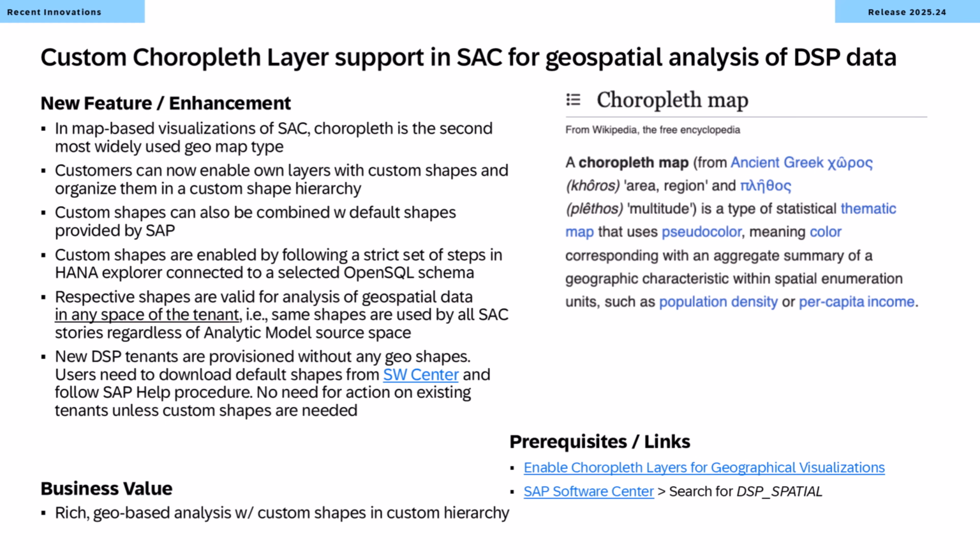So let's move to the modeling and consumption area. I have one feature here. It's about the custom choropleth layer support in SAC for geospatial analysis of Datasphere data. So choropleth comes from Greek: choros is area or region, and plethos is a multitude. Quite often, many of us end up pronouncing this incorrectly, so you have to excuse me if I do that as well during this presentation.